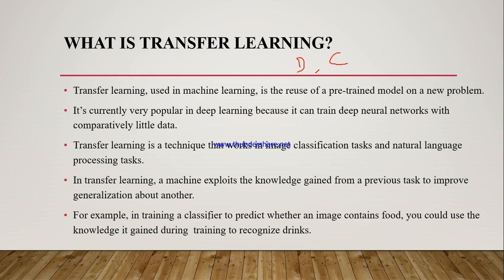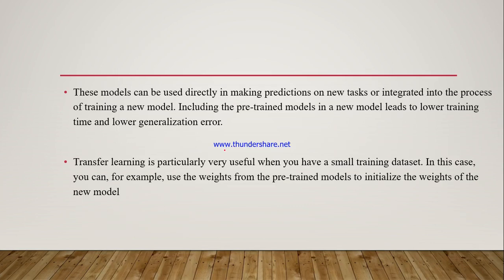Moreover, we can train a classifier to predict whether an image contains food, and reuse the knowledge it gained during training to recognize drinks. Or else, if you have food, there will be a table and a plate, there will be food and cool drinks. We can identify these later after giving the training. These pre-trained models can be directly used in making predictions on the new task, or integrated into the process of training a new model.